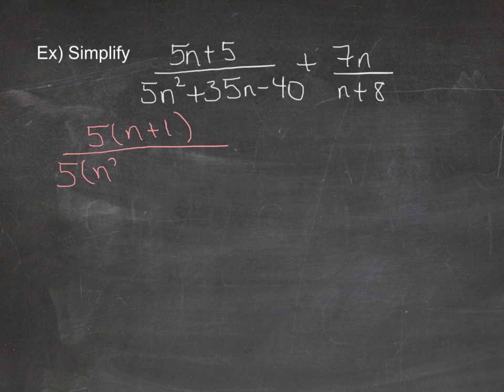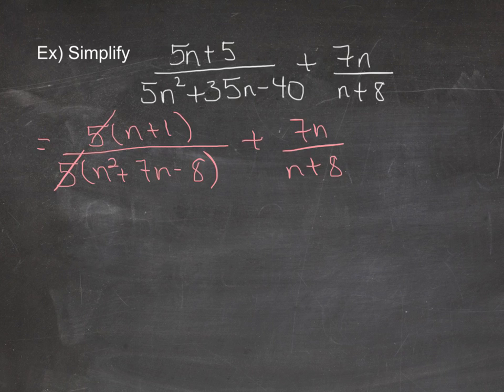And I'm left with n squared plus 7n minus 8. And then in the second fraction, I can't factor anything out, so I'm just going to leave it like that. Okay, and then right away in the left-hand rational expression, I see that I can cancel out the 5's, because I have 5 times something on the top and 5 times something on the bottom. So those 5's will cancel each other out, so I can get rid of that.